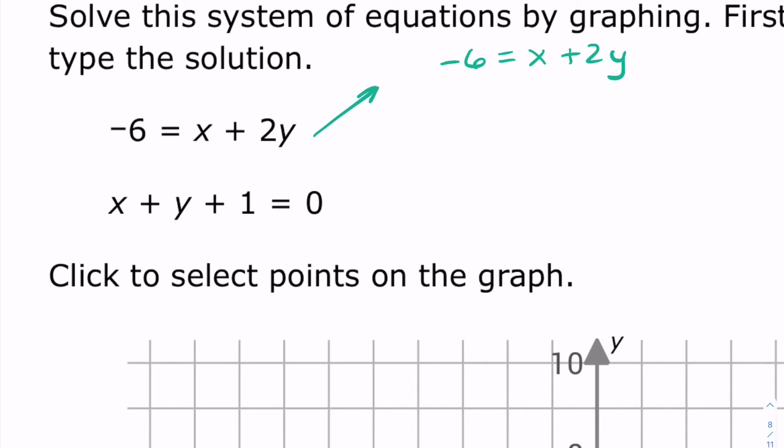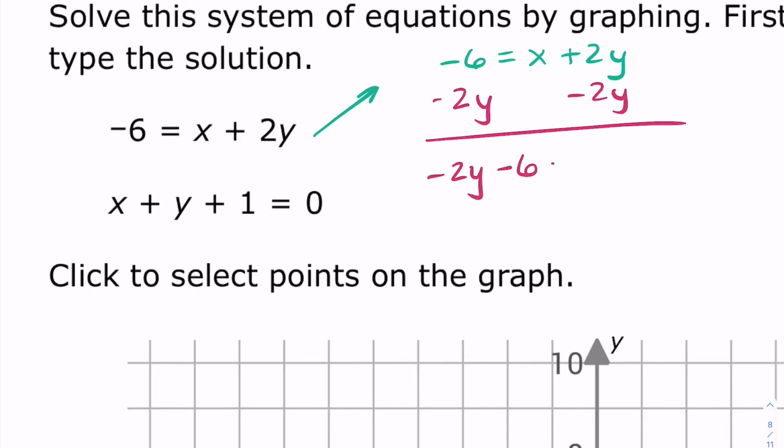So the first thing I'm going to do is move y over to the other side. So I'm going to move this over by taking 2y away from both sides. And I'm going to get -2y minus 6 is now on the left-hand side, and only x is on the right-hand side.